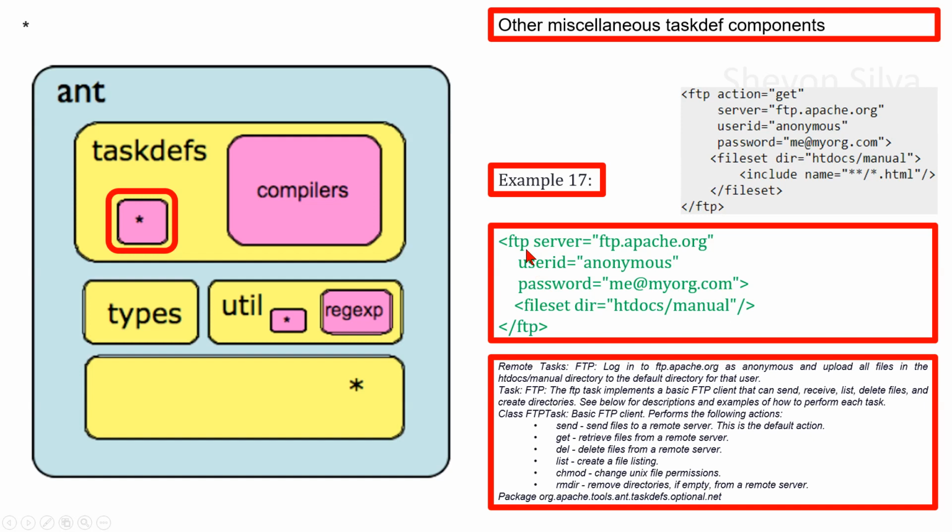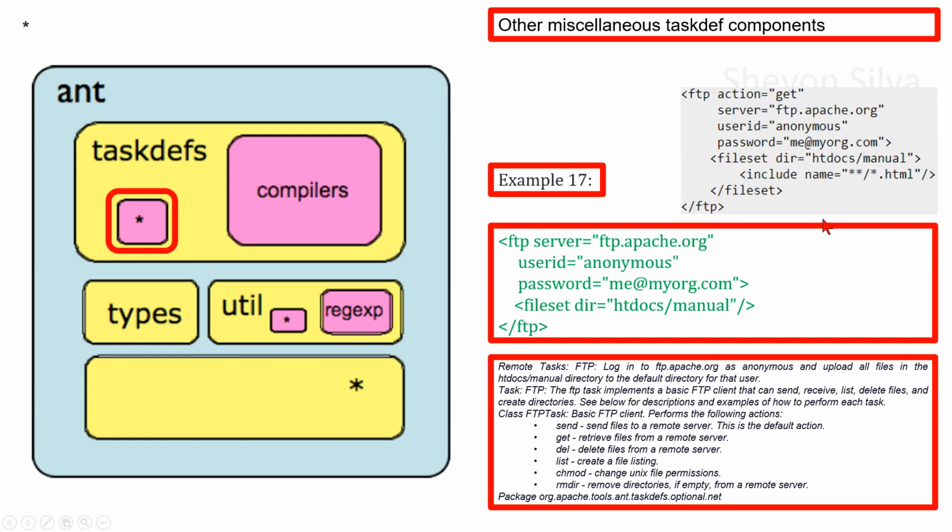basic FTP client performs the following actions: send file to a remote server. This is the default action. Get, retrieve files from a remote server. Del, delete files from remote server. List, create a file listing. chmod, change Unix file permissions. rmdir, remove directories if empty from a remote server. This is in the package org.apache.tools.ant.taskdefs.optional.net.